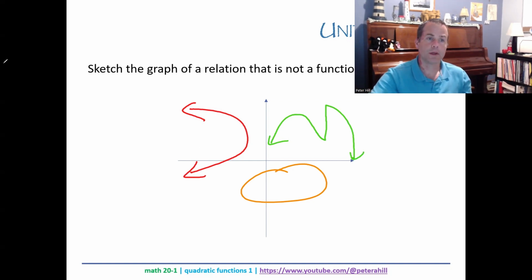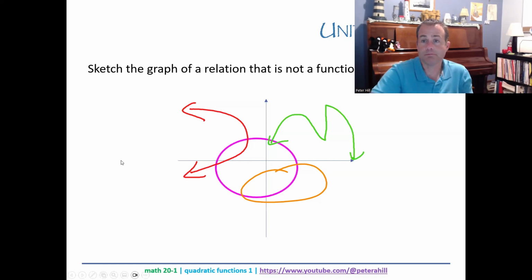Okay. Anything like that would work fine. I put a circle in, but yeah, anything where there's more than one output for a given input at some point. Okay.